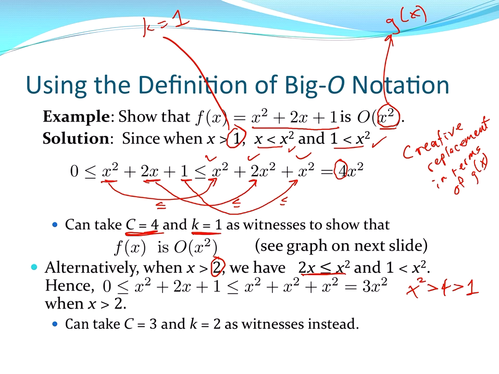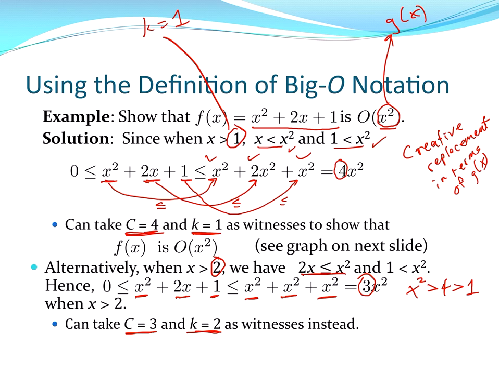And now I'll do creative replacement. X squared is less than or equal to x squared. For k equal 2, 2x is less than or equal to x squared. And 1 is less than or equal to x squared. And if I add those coefficients up, I get 3. So if I fix k equal 2, then I can calculate that c is equal to 3.